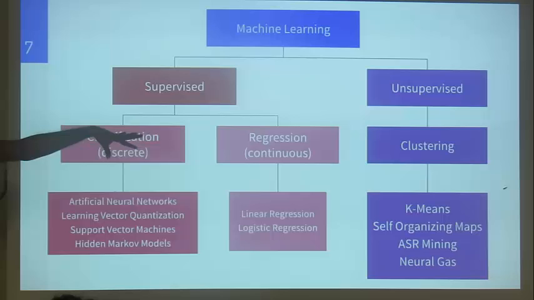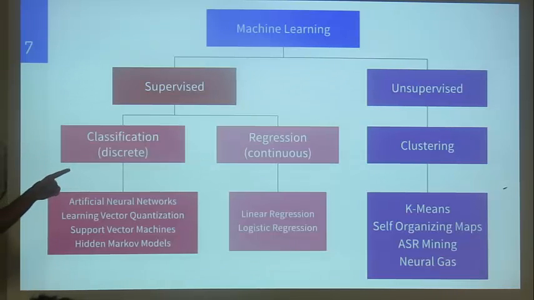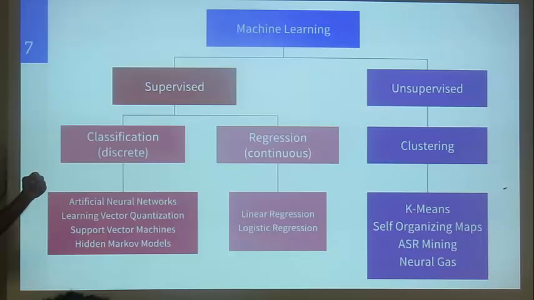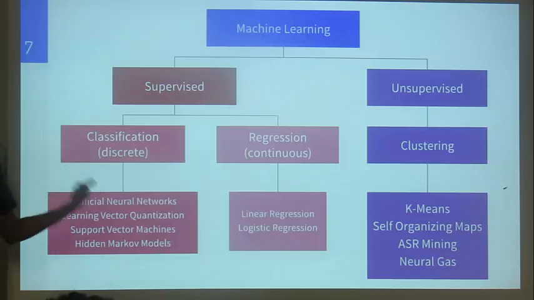So unsupervised learning is basically clustering your data. There are some clustering algorithms: k-means, self-organizing maps, neural gas, and association rule mining. Self-organizing maps are not that popular. Just take a look at the research papers that are out there.